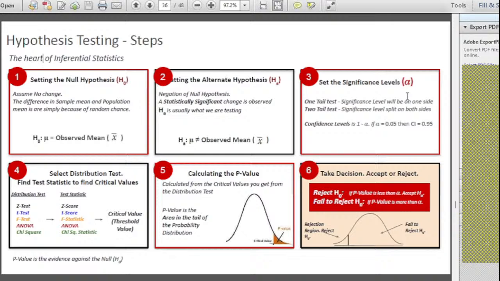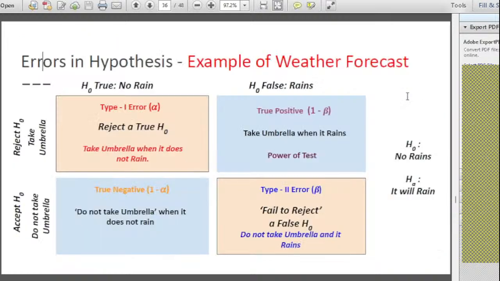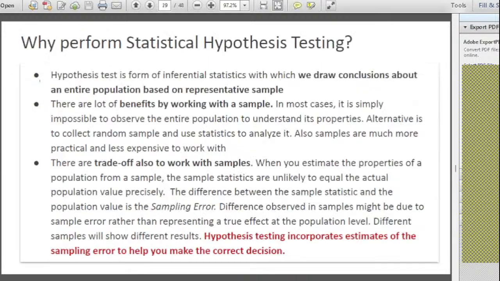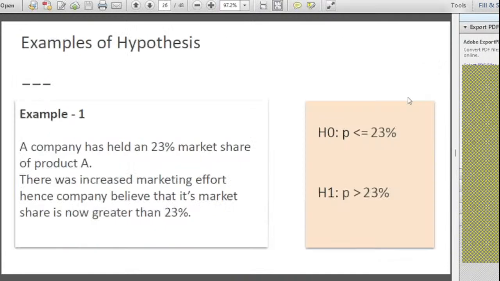Okay. Before I proceed, one thing that I think I should have mentioned yesterday. Let's take a look at these 1, 2, and 3 examples. We did these yesterday. So a company has held a 23% market share of product A. There was an increased marketing effort, hence the company believed that its market share is now greater than 23.